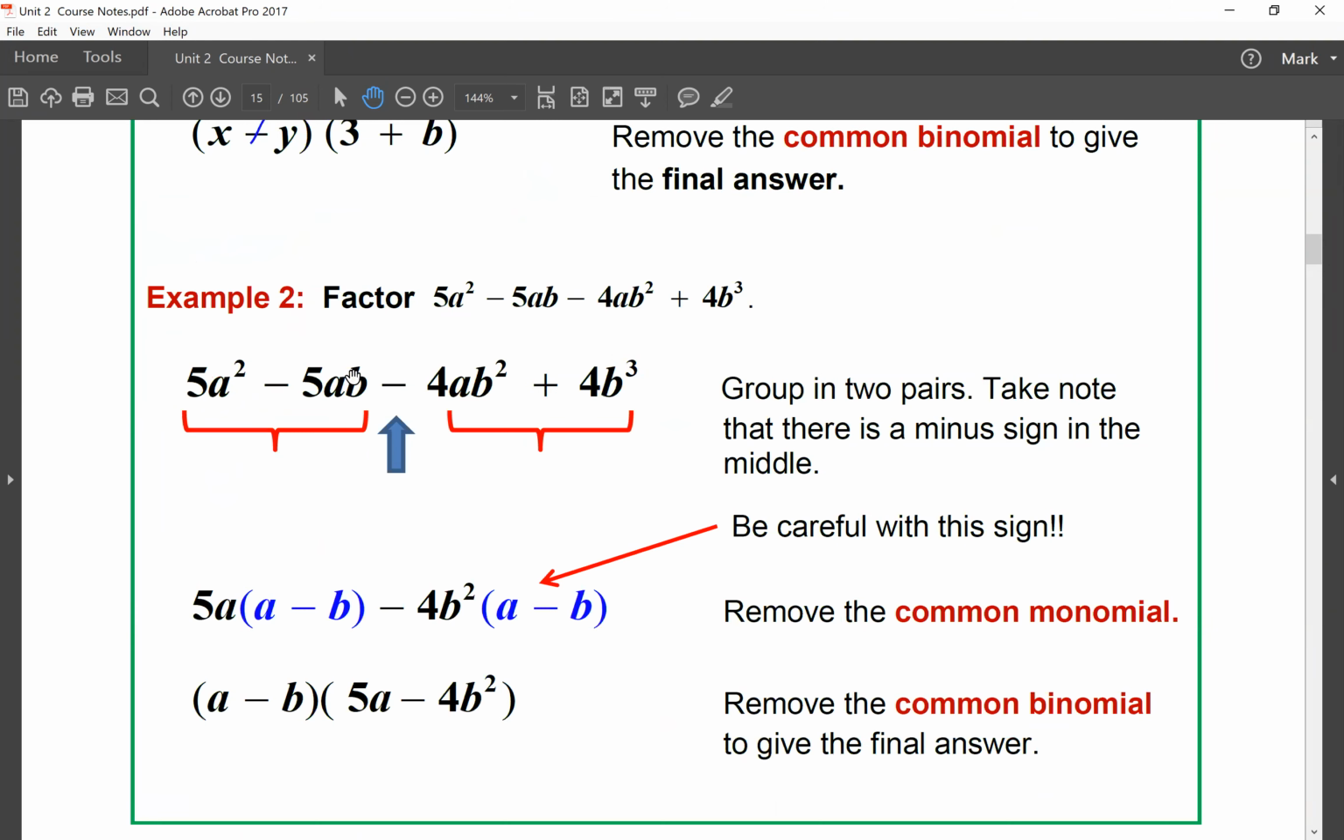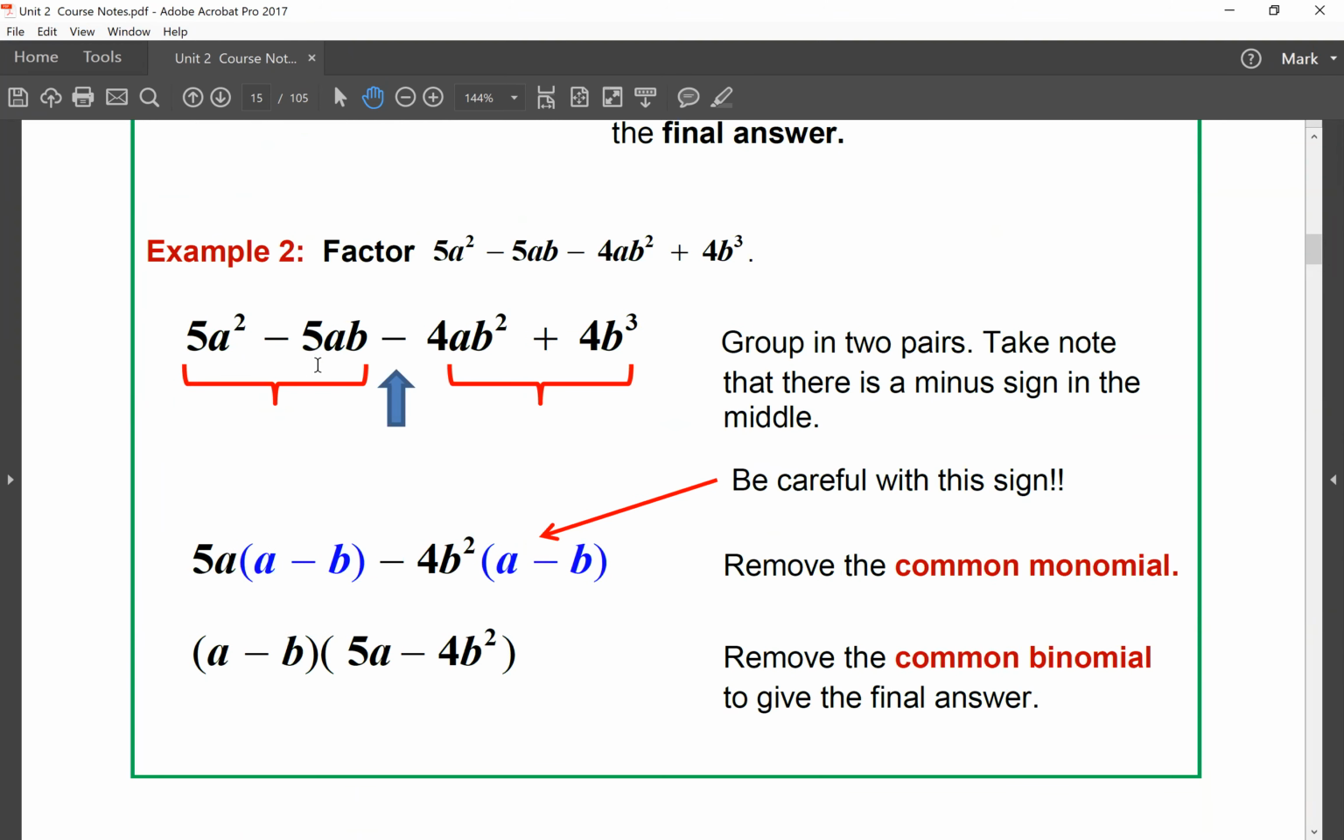So let's look at example number 2 here. 5a squared minus 5ab minus 4ab squared plus 4b cubed. In the first term, I'm going to factor these two guys, and in the second term, I'm going to factor these two guys, and see what happens when I do that. So in the first grouping, 5a squared minus 5ab, I can totally take a 5a away. So I get my 5a, and what's left is a minus b.